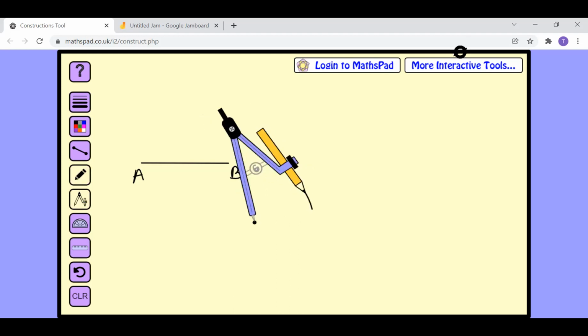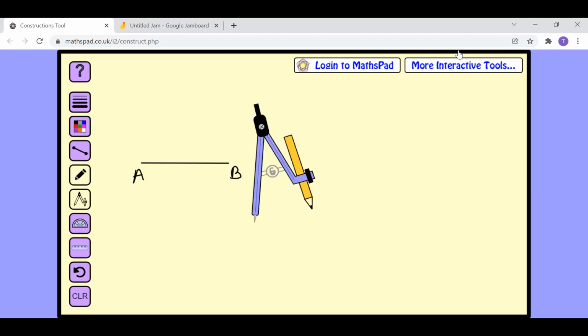Wait, hold on. I'm just dragging it there. You all can start making your angle. You know how to make a 60-degree angle? Oh, I forgot. I don't remember.